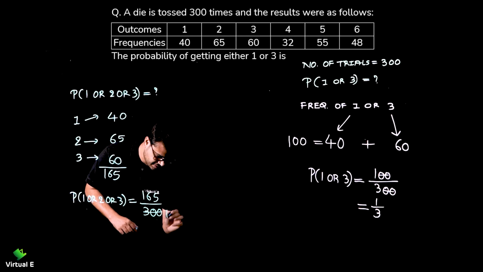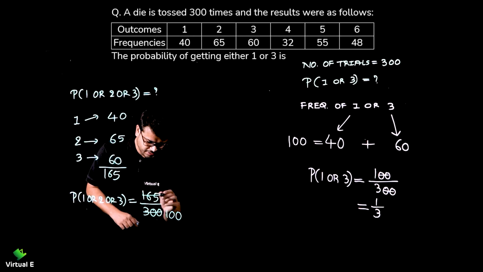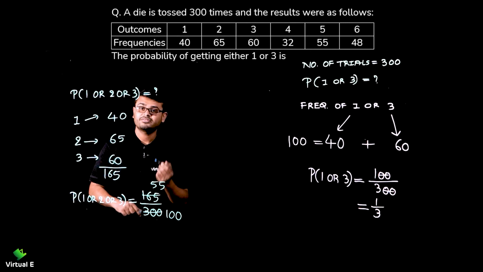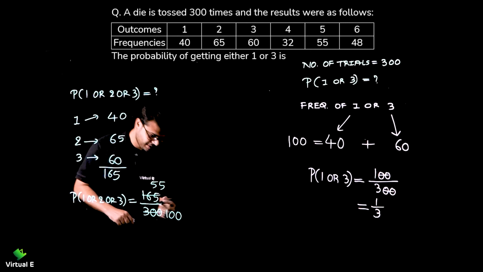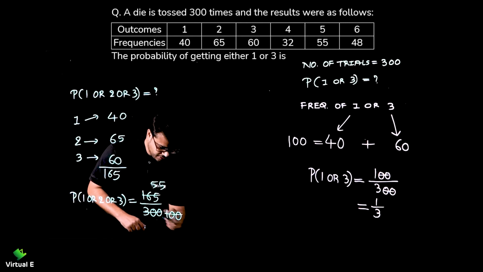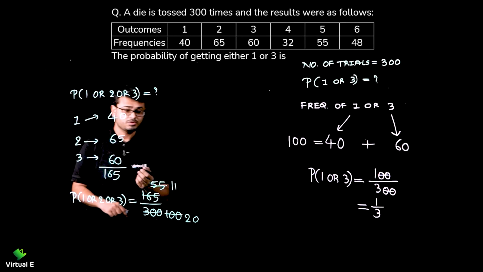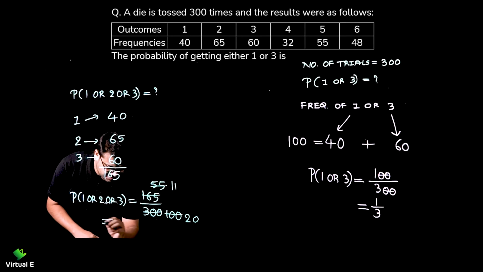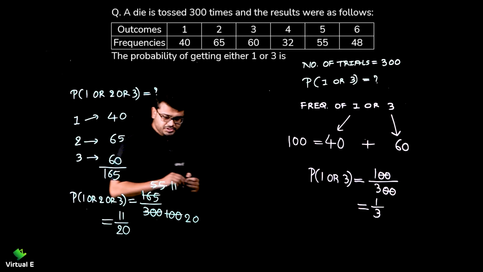Done. So we can use the table of 3 here. Both divide by 5, and again 55 and 100 can be cancelled. Here 5 20s and here 11s. So what's the final answer? That is 11 by 20. So this is the probability.